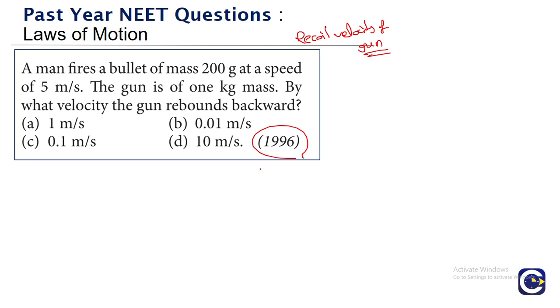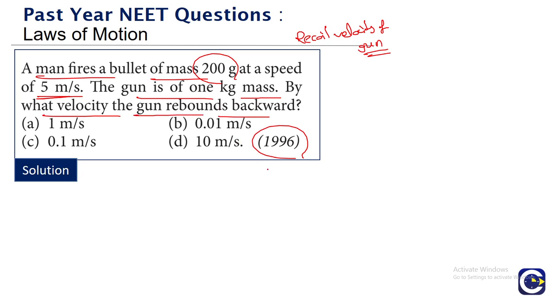Okay. So a man fires a bullet. What is the mass of the bullet? 200 grams at a speed of 5 meter per second. The gun is of 1 kg mass. What is the mass of the gun? 1 kg. By what velocity will the gun rebound back? That is what we call the recoil velocity.